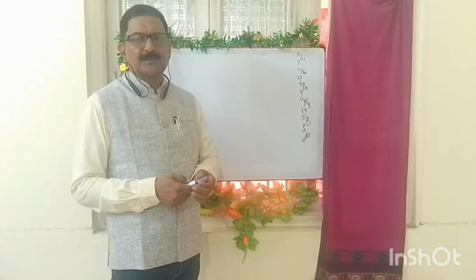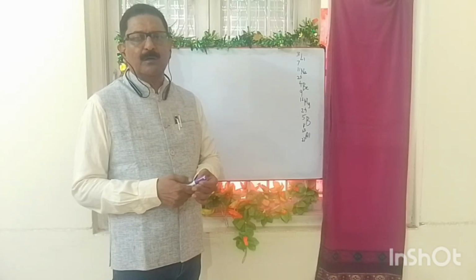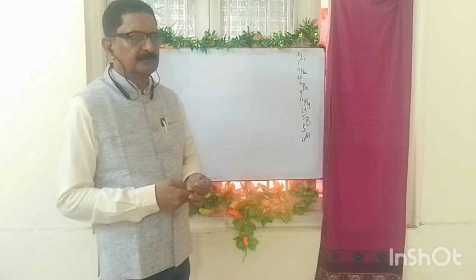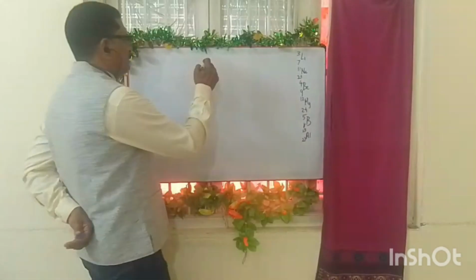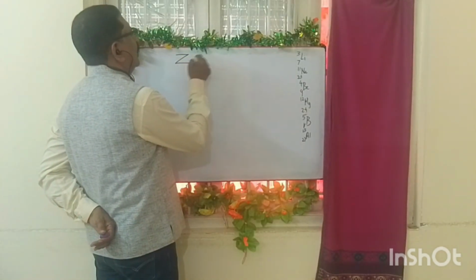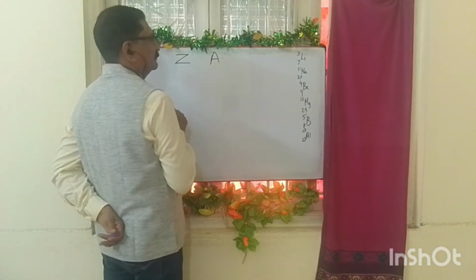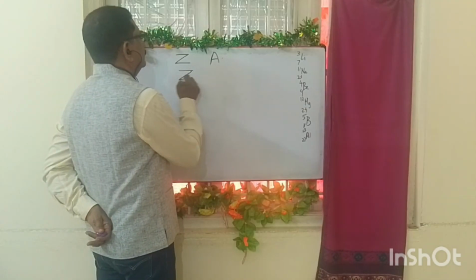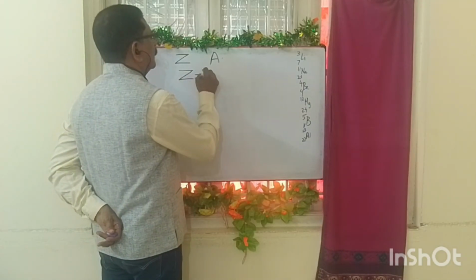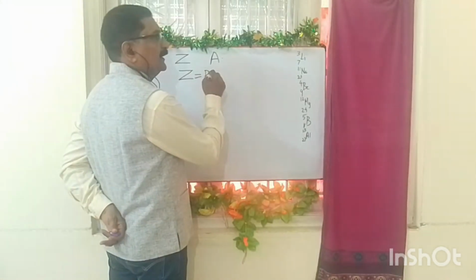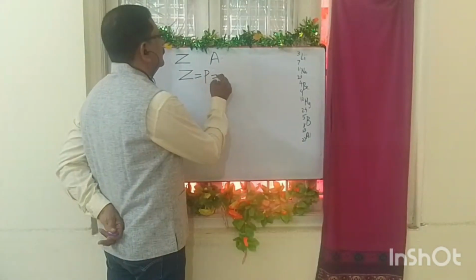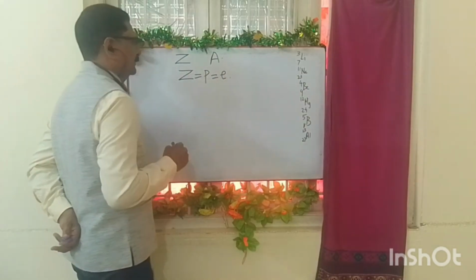Let us continue our chemistry lessons to make our chemistry foundation better. So we have discussed up to atomic number and atomic mass. Atomic number is equal to number of protons. Since the atom is electrically neutral, number of electrons are also equal.